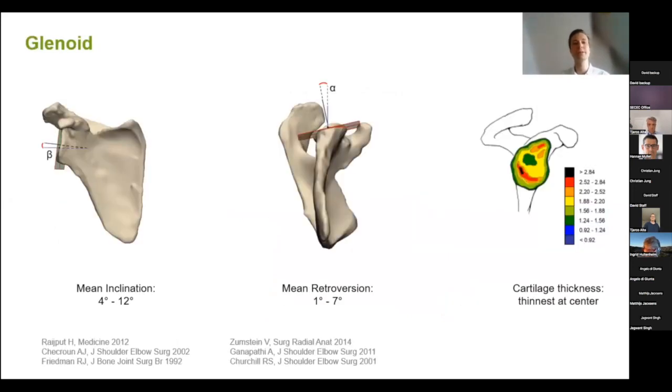Similarly, the orientation of the glenoid is highly variable. The articular surface of the glenoid fossa is typically slightly tilted superiorly. And when assessed in the sagittal plane in relation to the scapular body, the glenoid fossa has a small degree of retroversion. In contrast to the humeral head, the articular cartilage of the glenoid is the thinnest in the center.